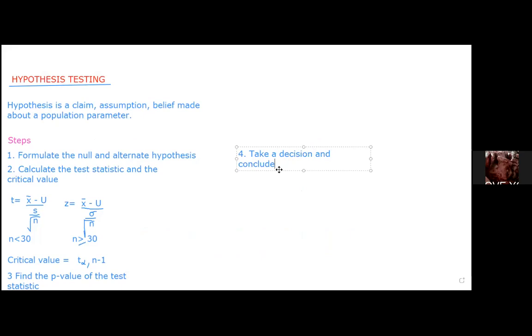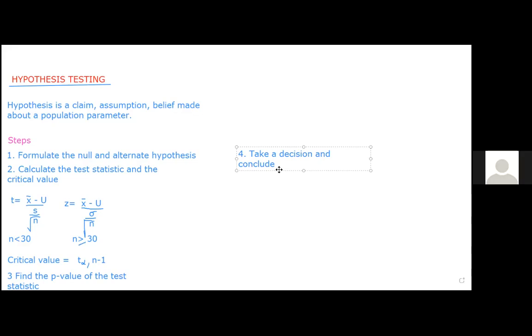Now, how do you decide? The decision we are going to take is either to reject the null hypothesis or what? Who can continue for me? Retain. Reject the null hypothesis or? Fail to reject. We don't accept. Okay, don't ever go and write that we are accepting the null hypothesis. We don't accept the null hypothesis.